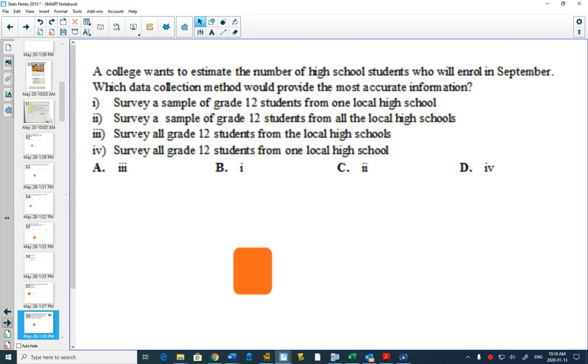A college wants to estimate the number of high school students who will enroll in September. Which data collection method would provide the most accurate information? You could survey a sample of grade 12 students from one local high school. You could survey a sample of grade 12 students from all the local high schools. Survey all the grade 12 students from the local high schools, and survey all the grade 12 students from one local high school.